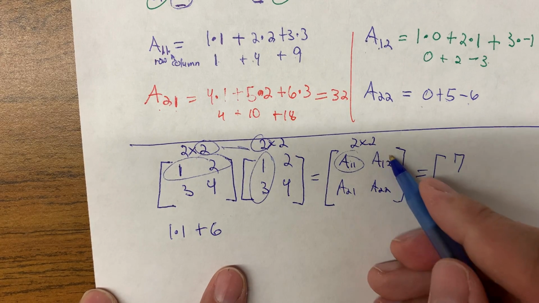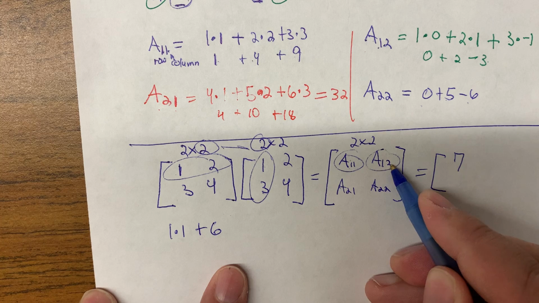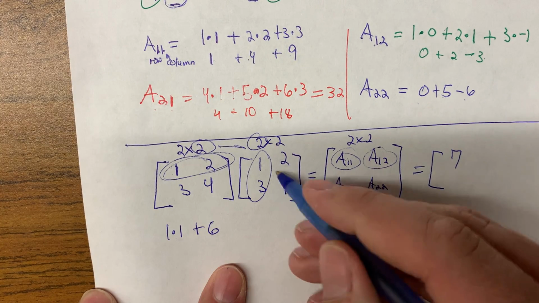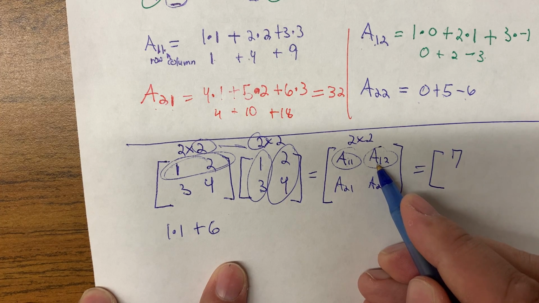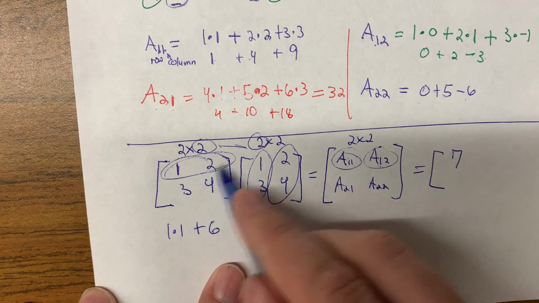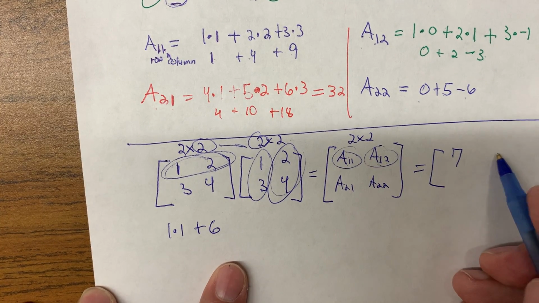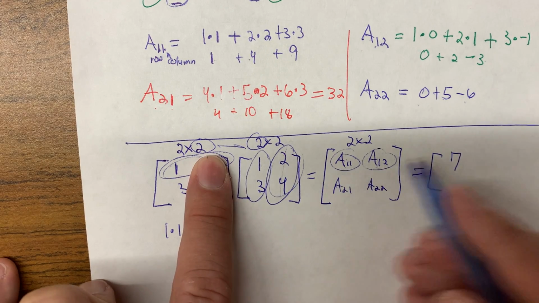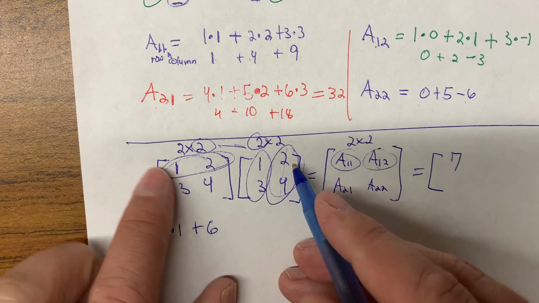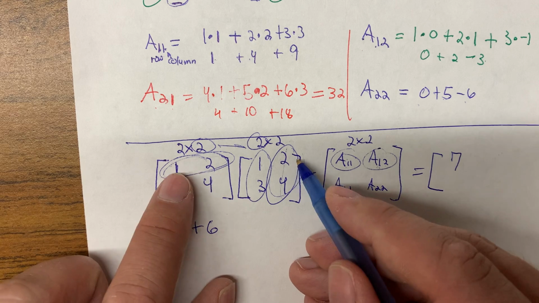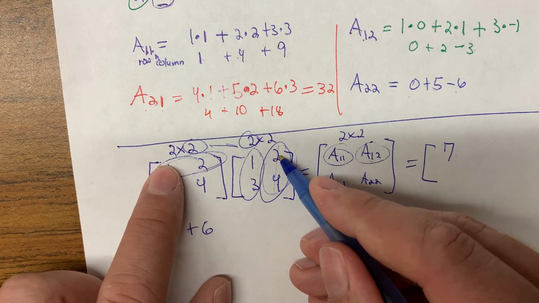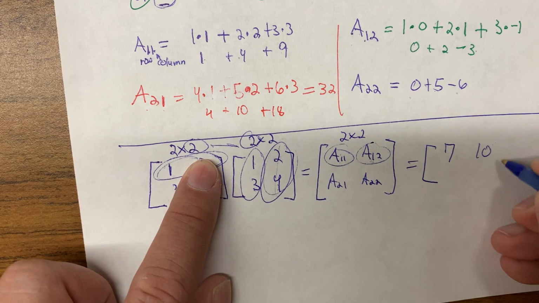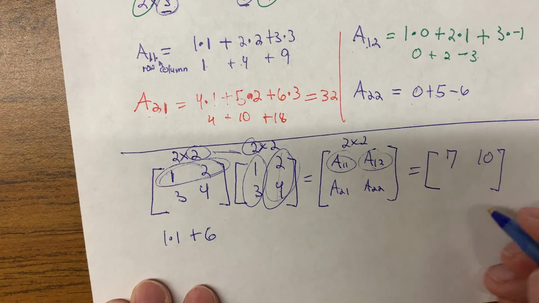To get the first row, second column, we do the first row times the second column. This tells you what rows and columns to multiply, and it lines up with what space it's in. The first row times the second column goes here. I'll just do it without writing it down. 1 times 2 is 2, 2 times 4 is 8, and 2 plus 8 is 10. You don't have to write it down.